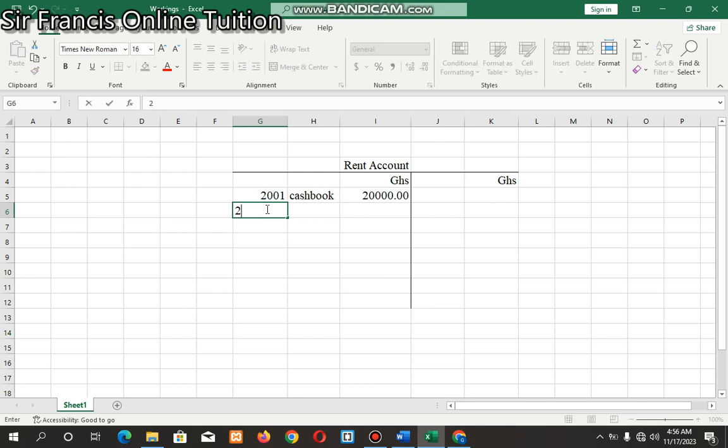the narration will be owing carried forward. Okay, it has been carried down, it has been brought down, and the amount is 4,200.